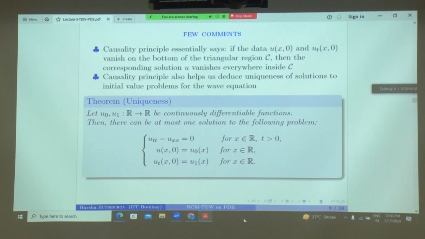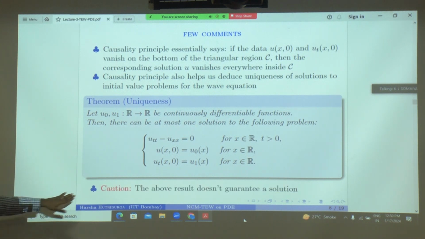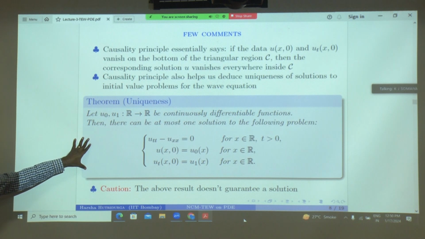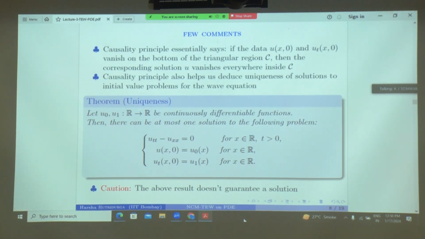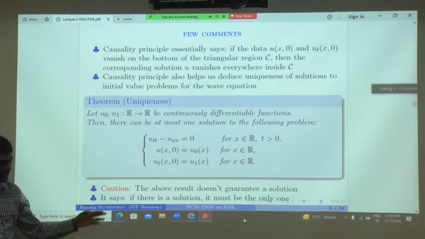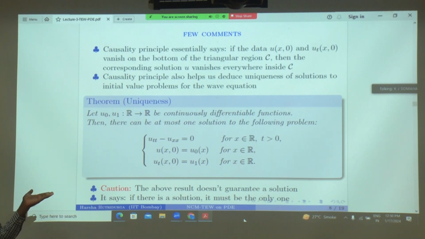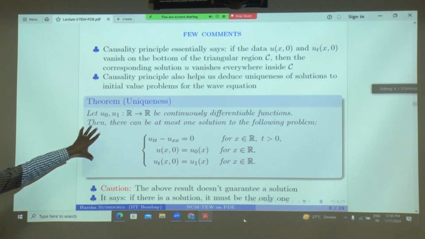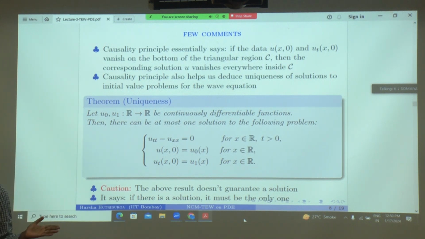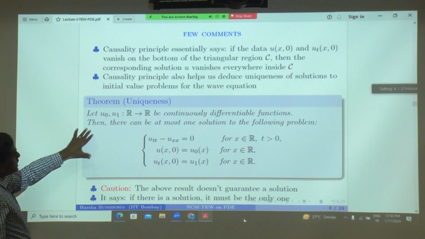There is a word of caution here. This result does not guarantee that there is a solution. It is telling you that there cannot be two solutions. If you give me u0 and u1, there can be at most one solution. So it essentially means that if some other person comes and tells you there is a solution to this problem, you can just take the solution that he has. You need not go and look for one more solution, because this theorem tells you that there cannot be two solutions to this problem. So once you find one solution, you are good enough. That is what this theorem is telling you about uniqueness.